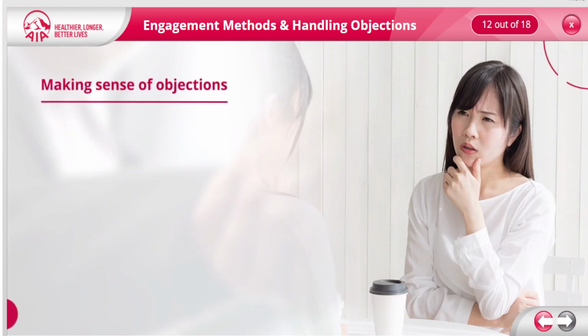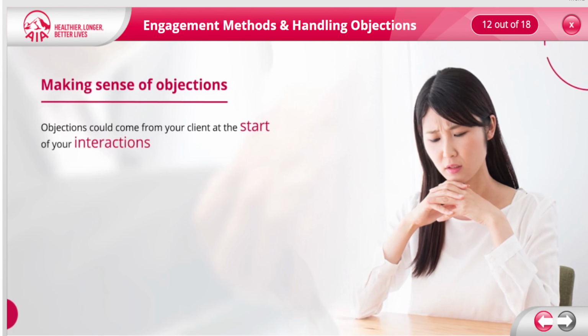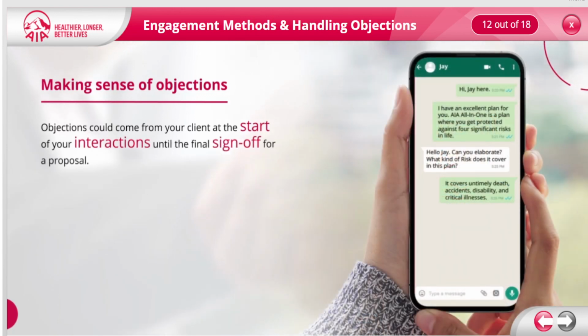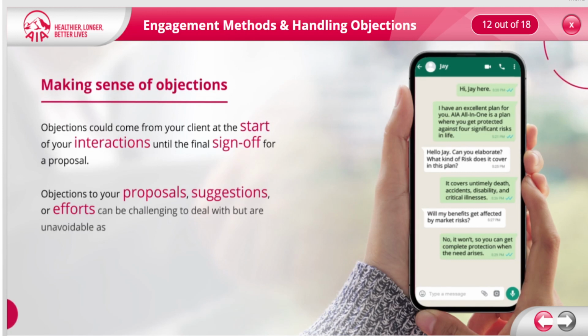Now that you've gained a better understanding of the stages of engagement, let's discuss another important topic: making sense of objections. Objections could come from your client at any point. This could be at the start of your interactions when you are qualifying the lead until the final sign-off for a proposal. Objections to your proposals, suggestions, or your efforts to strike a conversation and build a relationship can be challenging to deal with. It never feels good to encounter objection.